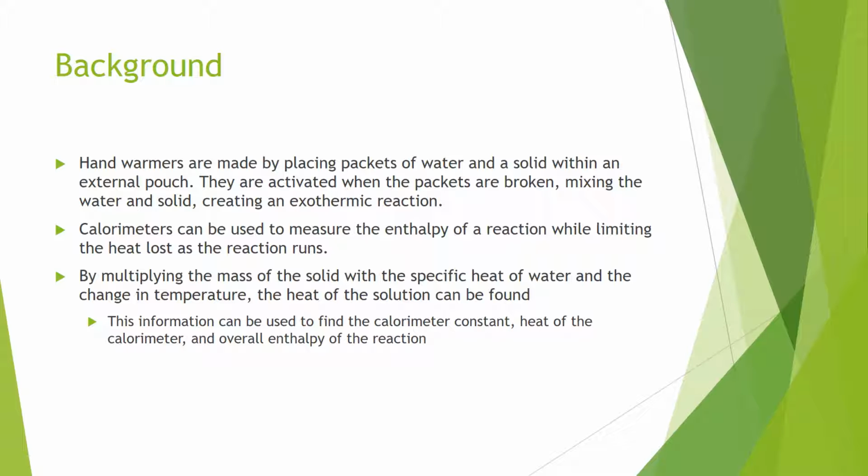Calorimeters can be used to measure the enthalpy of a reaction while limiting the heat lost as the reaction runs. By multiplying the mass of the solid with the specific heat of water and the change in temperature, the heat of the solution can be found. This information can later be used to find the calorimeter constant, heat of the calorimeter, and overall enthalpy of the reaction.